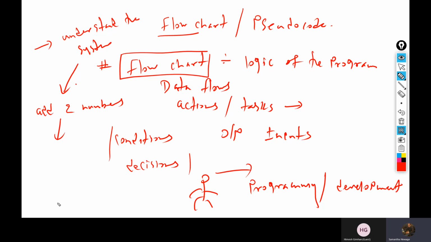Before jumping to the flowchart and pseudocode, I want to clarify the importance of the flowchart and what we mean by pseudocode. What is the gravity of these things? To understand that, you should have some understanding of programming concepts. What do you mean by computer programming? Computer programming means a series of instructions.